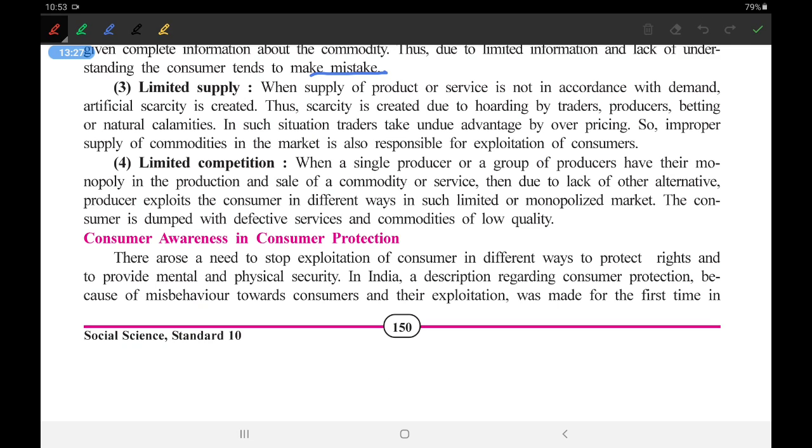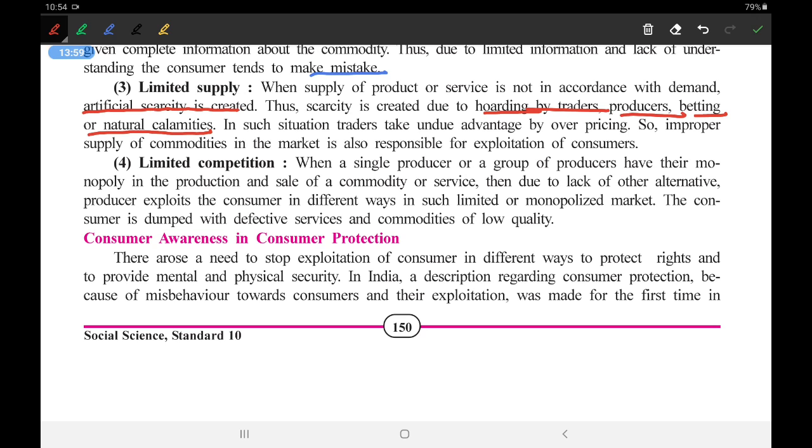Next is limited supply. The consumers will be told that the supply of the thing that they want is very limited, and that's why they will be asked for more money many a times. Or sometimes they will be given a false or fake item, when the supply of the product or service is not in accordance with the demand, and artificial scarcity is created. The scarcity is created due to hoarding by traders, producers, then betting on natural calamity. These are some of the reasons due to which limited supply is there.